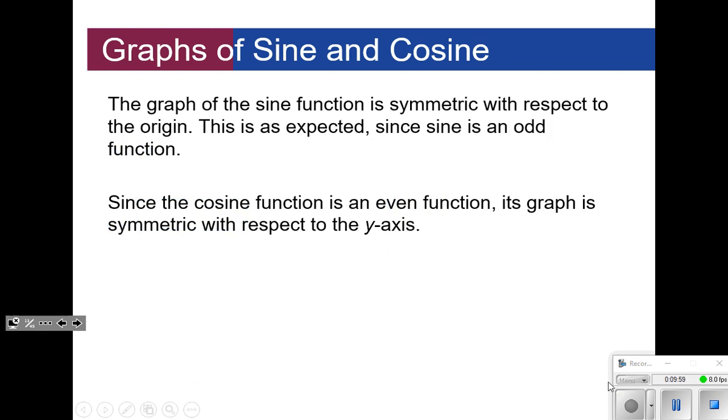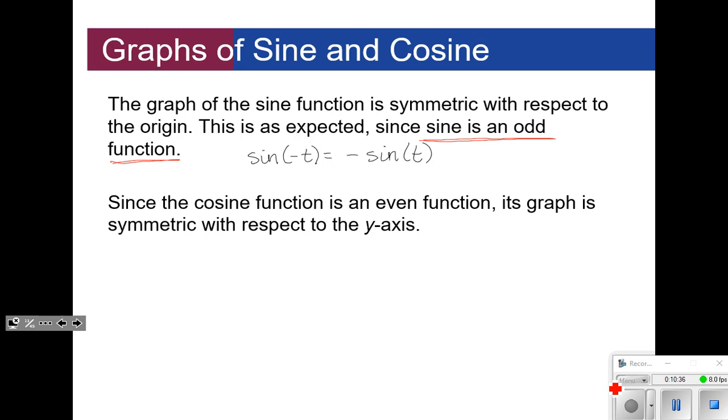It says the graph of the sine function is symmetric with respect to the origin. This is as expected since sine is an odd function. You all remember we talked about odd functions. Odd functions, if I put in sine of negative t, that gives me negative sine t. Okay, symmetric with respect to the origin. That means you'd essentially flip-flop the signs on your x and flip-flop the signs on your y. Sorry, I think I just said even, but sine is an odd function, okay?